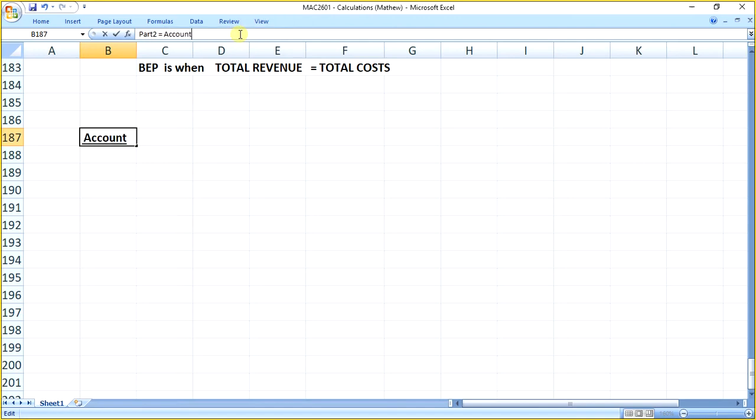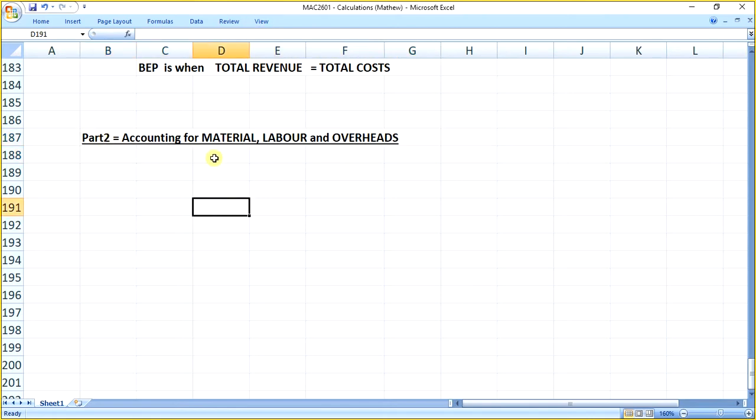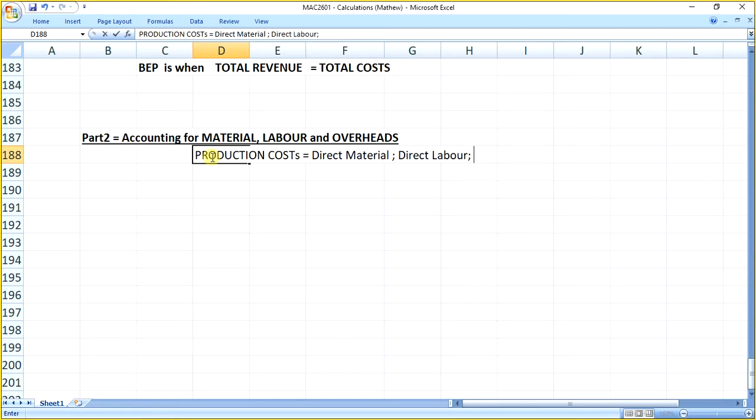This is looking at accounting for material, labor, and overheads. These are very important because when you look at management accounting, remember, if you've studied the theory, production costs are broken up into these three: direct material, direct labor, and manufacturing overheads. So you need to always consider these three when looking at anything management accounting specific.